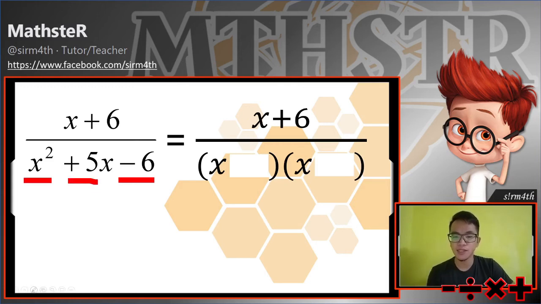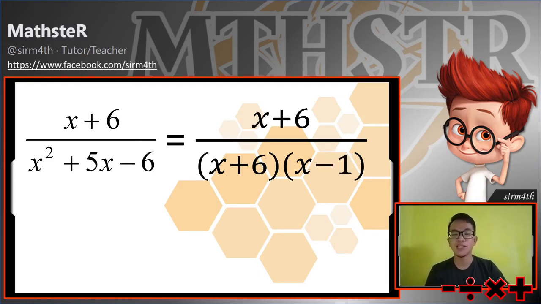So, doon pa lang sa sign ng ating last term, which is negative, alam na natin na ang dalawang factors niya ay yung isa ay positive at yung isa ay negative. So, kaya naman, kung pipili tayo ng factors ng negative 6, kailangan pag pinag-plus natin yun, positive 5 ang magiging sagot. So, ang possible factors ng negative 6 na ang sagot pag pinag-plus natin ay positive 5 ay yung isa, positive 6, at yung isa, negative 1.